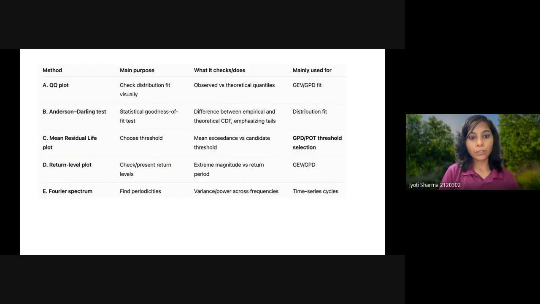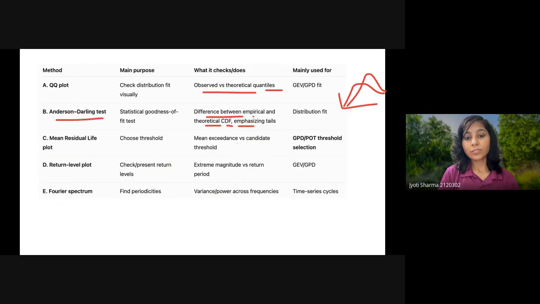This is your QQ plot: observed versus theoretical quantile values. Anderson-Darling test: difference between the empirical and theoretical cumulative density function. It will see the function of your observed and your theoretical one. Residual life, as I told you, this is for POT. Return level, as I told you, is extreme magnitude versus return period. Fourier spectrum is about variance power across frequency, which I'm not much aware of.